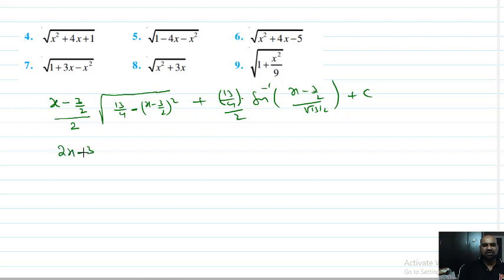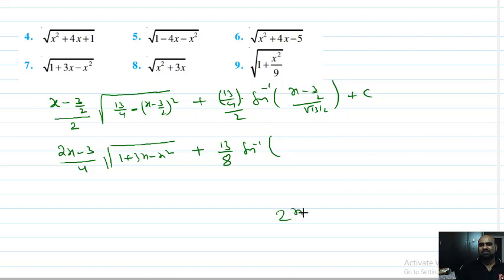2x minus 3 by 4, root over, if you simplify this, the same problem only, we will get 1 plus 3x minus x square, plus this is 13 by 8 into sine inverse of, so what I will get, I will write here, (2x minus 3) by 2 into 2 by root 13, 2 gets cancelled, (2x minus 3) by root 13, plus c. This is the answer for problem number 7.